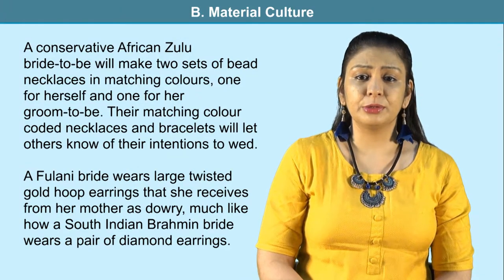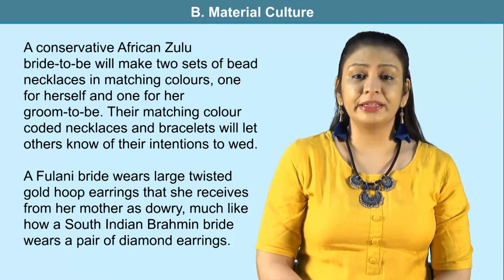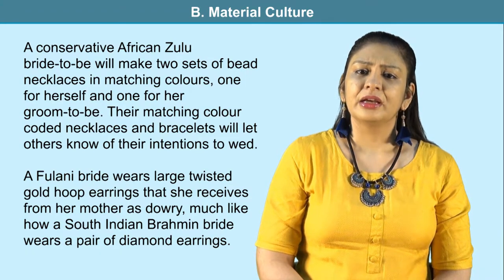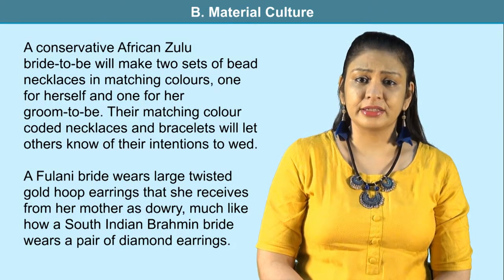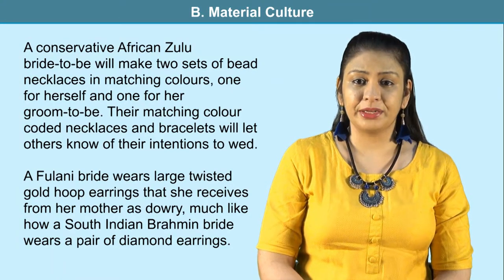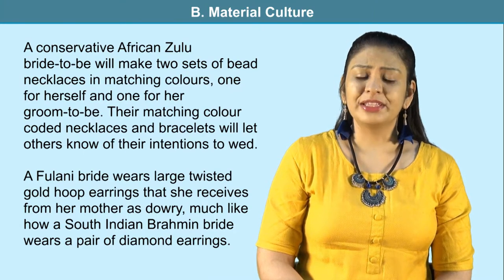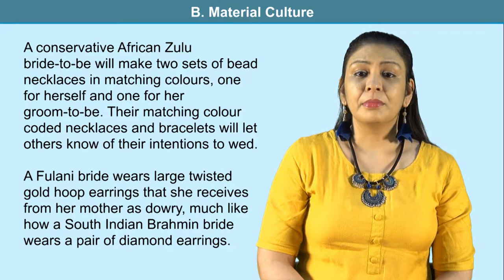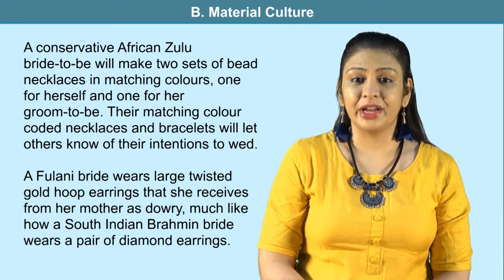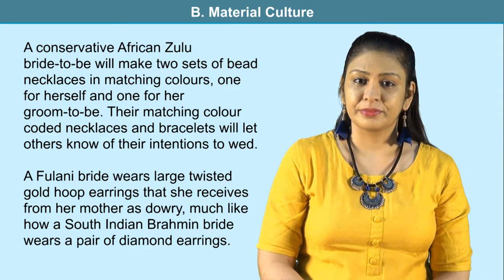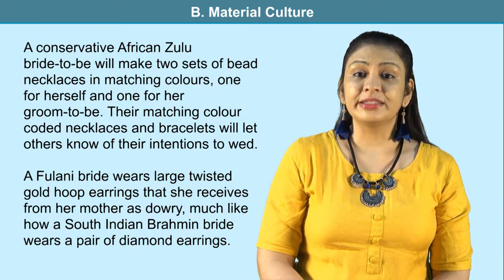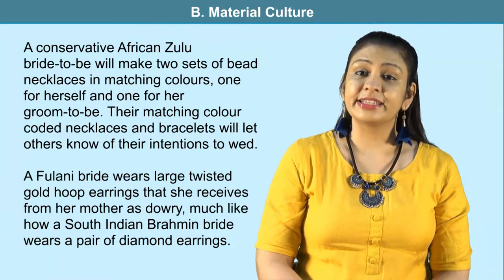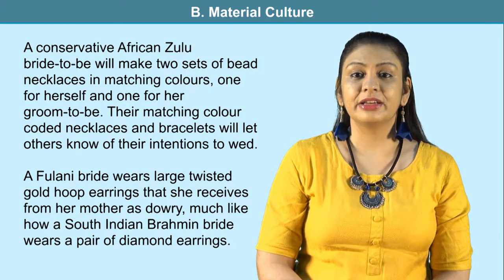A conservative African Zulu bride-to-be makes two sets of bead necklaces in matching colors, one for herself and one for her groom-to-be. Their matching color-coded bracelets or necklaces will let others know of their intention to wed. A Fulani bride wears large twisted gold hoop earrings that she receives from her mother as dowry, much like how a South Indian Brahmin bride wears a pair of diamond earrings. From all these examples, you can see how these materials, these ornaments, dictate and are dictated by the practices of the particular community.